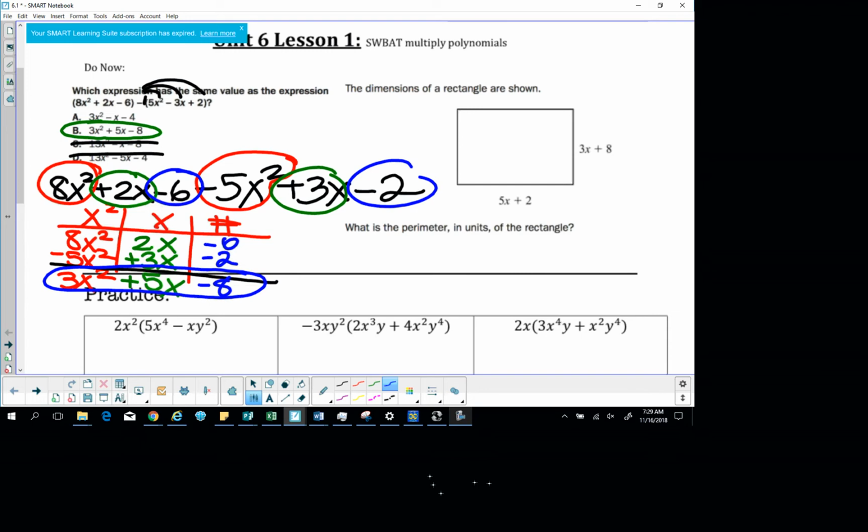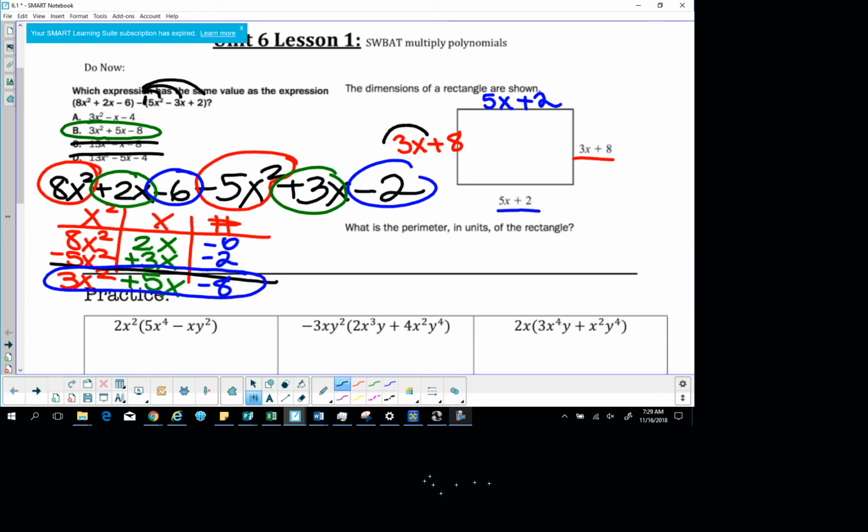Does that make sense? All right, next one's perimeter. So if this side's 5x plus 2, what's this side going to be? Yeah, it's the rectangle. There's a lot of similar questions on your interim to this, and these perimeter and area questions are ones that a lot of us got wrong. If this is 3x plus 8, what's this side? Yeah. And so if we're finding the perimeter, are we multiplying or adding? Adding. We're combining all the like terms.